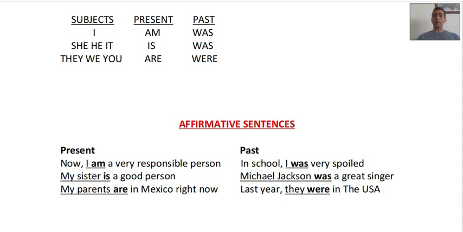So right here you can notice the difference in affirmative sentences in between present and past.